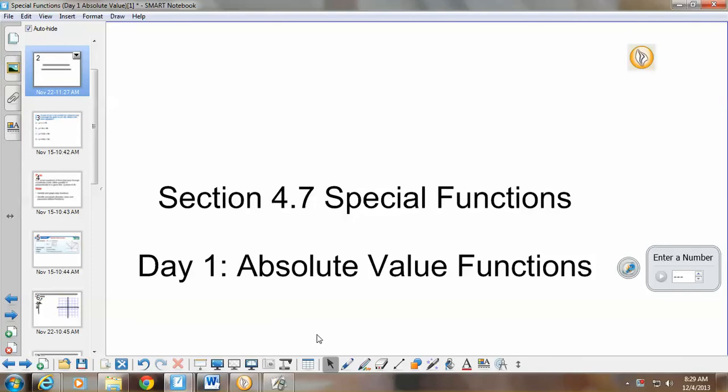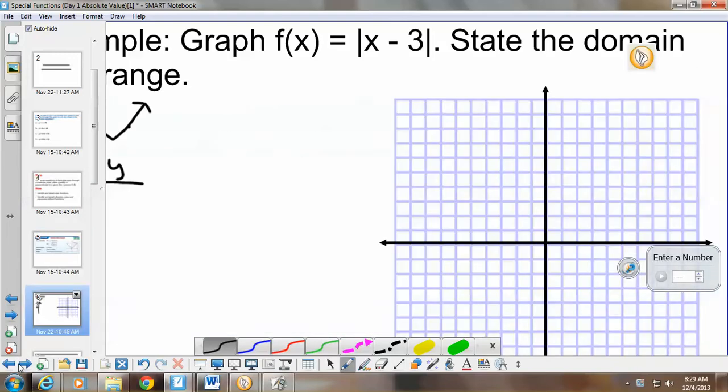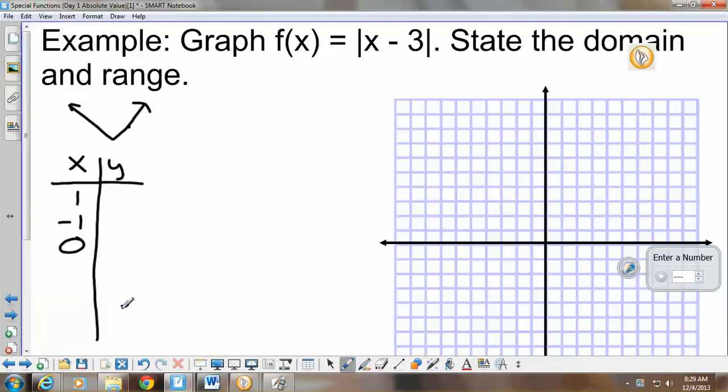Section 4.7 is graphing apps or special functions. There are three different types of special functions that we will focus on: absolute value functions, step functions, and piecewise functions. In Algebra 1, our focus is mainly on the absolute value function and the piecewise functions. We will get more into step functions in Algebra 2. Today, our focus is going to be on graphing absolute value functions.